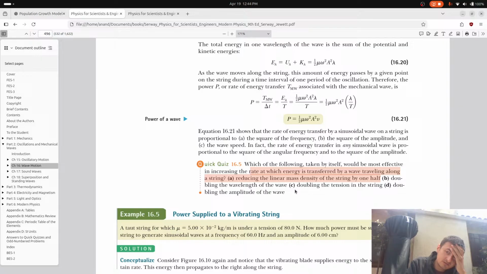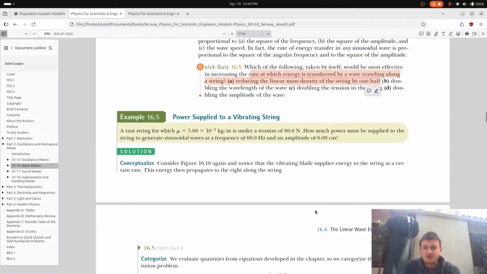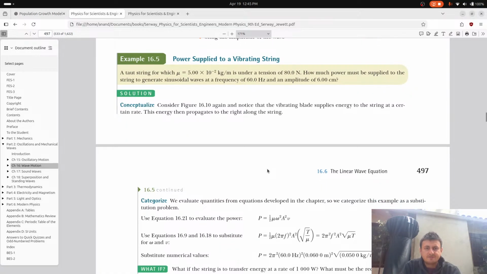Now tension. v is also equal to the square root of tension over mu. Yeah, we need a different... There's tension and then there's period, and that's just going to be annoying. It's got to be doubling the amplitude. So 16.5 D. Yeah. I was trying to figure out if they were being sneaky, but they weren't being sneaky.